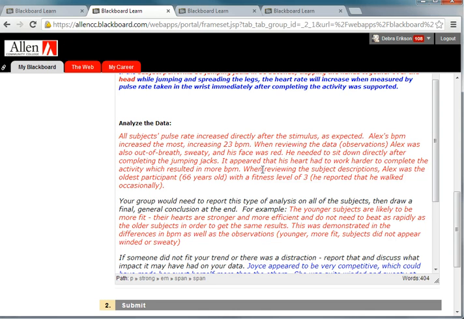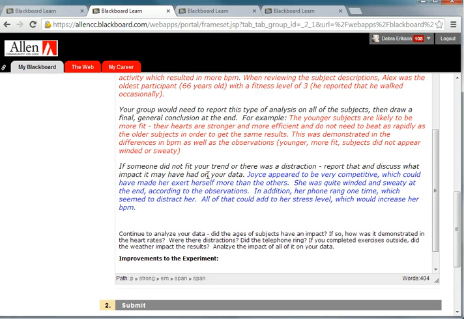When reviewing the subject descriptions, Alex was the oldest participant with a fitness level of 3. And so then I would talk more about how age may have impacted his results. And then here's some general stuff. At the end, you want to go through each of your subjects first and analyze each one. So if you did 2 of them, you can really cover your 2 people, and then there's 3 that the next person did, they can cover those 3. We really want them well analyzed. And then some general comments that everybody can jump in on.